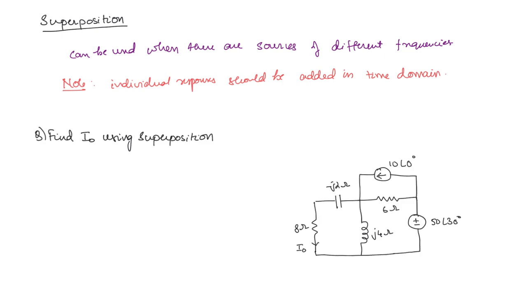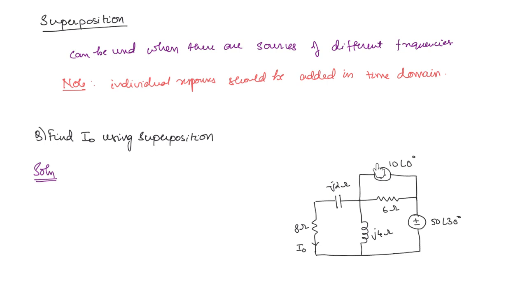Okay, so we'll do a question here. Find I naught using superposition. So here the circuit is given, I naught is the current through 8 ohms. You can pause the video and first try it out for yourself. So how many sources are here? You can see that there is a current source and a voltage source. So we will see the effect of each of the sources.